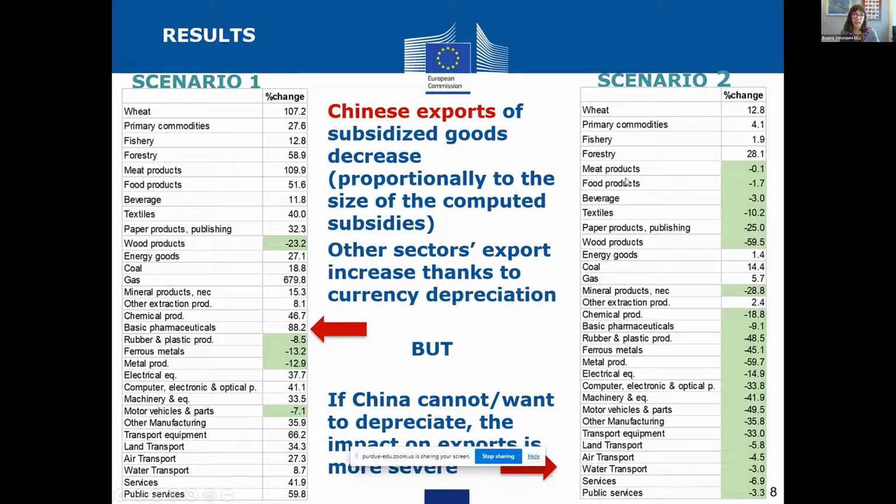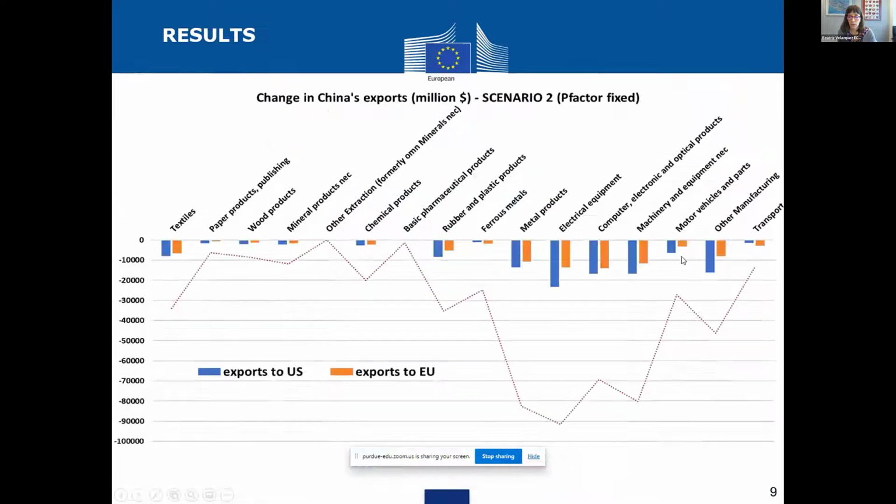In the case where depreciation cannot be realized, of course, the impact we saw is much higher, as well as the decrease in exports in those sectors for which the Chinese are currently exporting more, or are apparently much more competitive thanks to the subsidies. Instead, there are increases in other sectors, among which textiles, not textiles, is still decreasing. It moves to forestry and other sectors. We need to look at this.